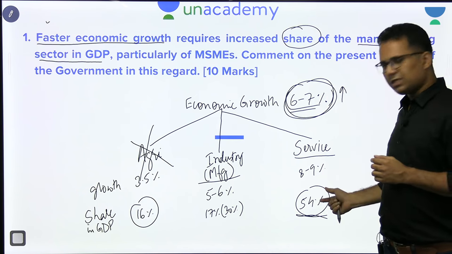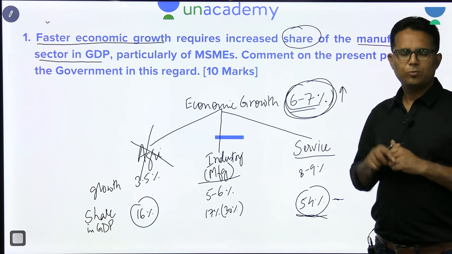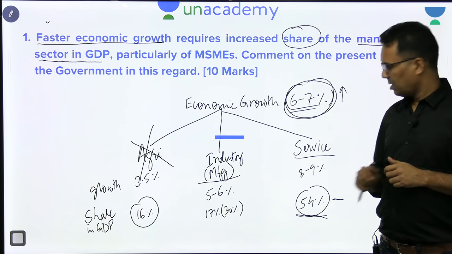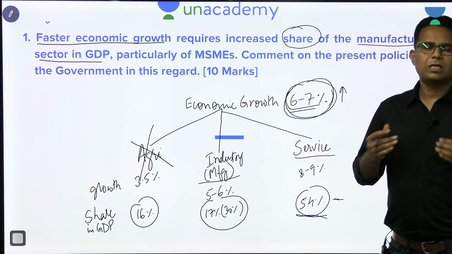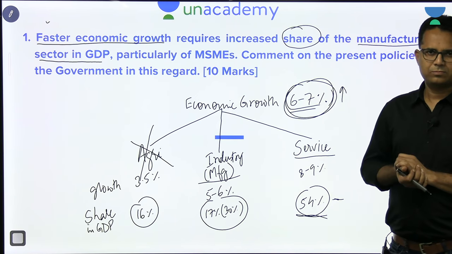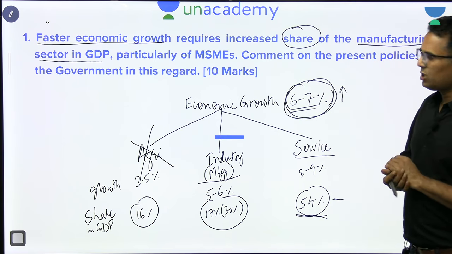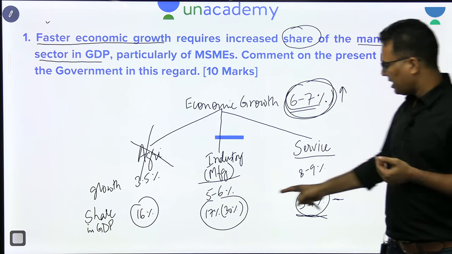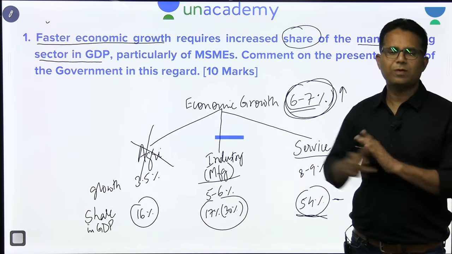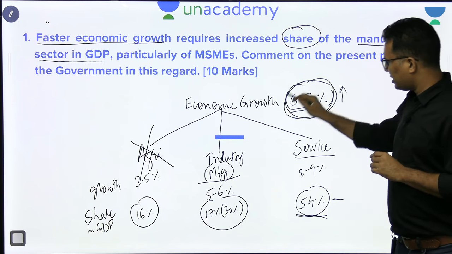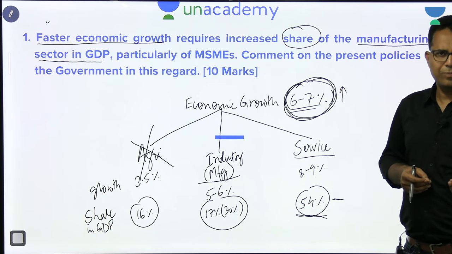Second, whatever services we are producing, most of them are not traded and are consumed domestically. But if we increase this share, we can export our products all over. So that's the reason this question says that faster growth requires an increased share of manufacturing. This share can again be increased only by faster growth in manufacturing.